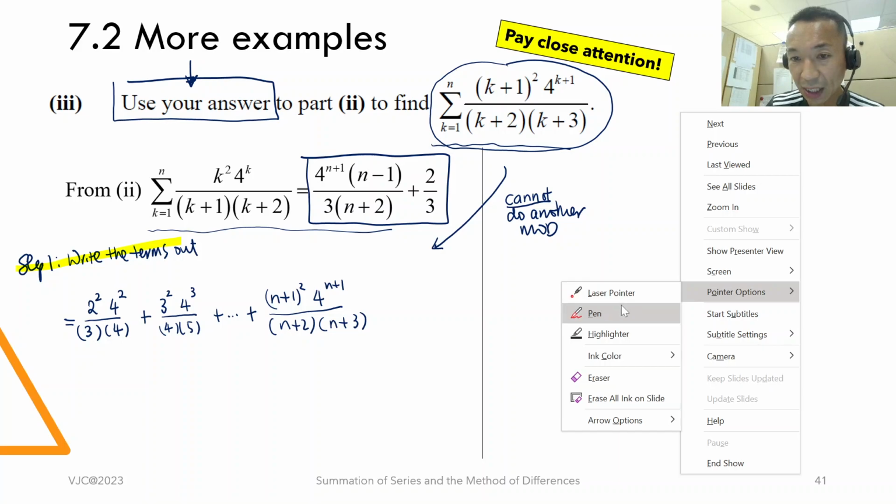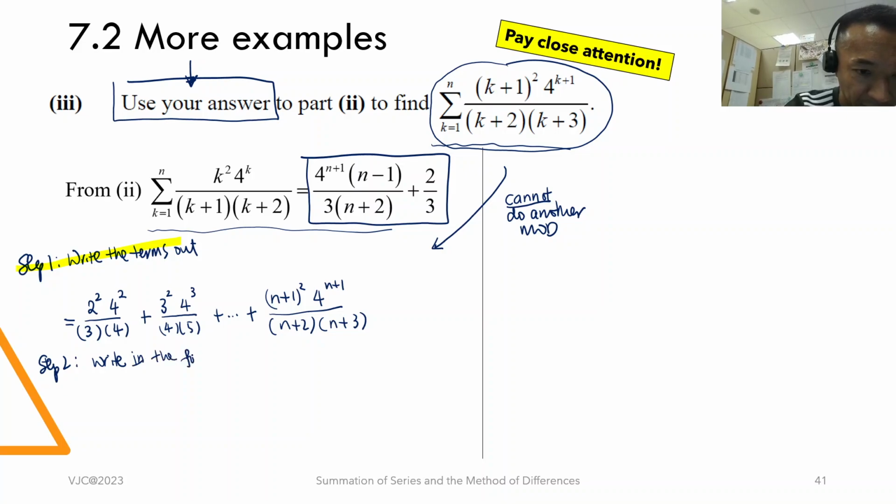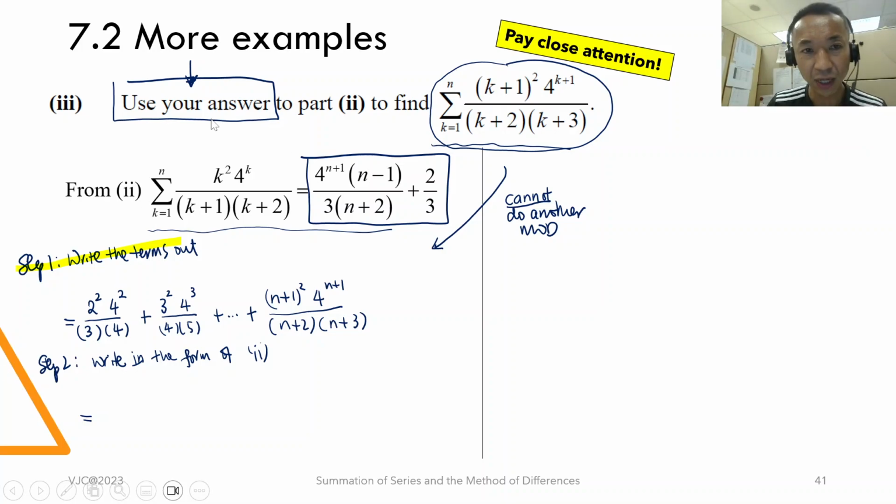Now, next step is then important. Step 2. All right. You write it in the form of part 2. Meaning what? Meaning the question already tells us to use your answer in part 2. So somehow you've got to change this into this form. Only then can you make use of this result.